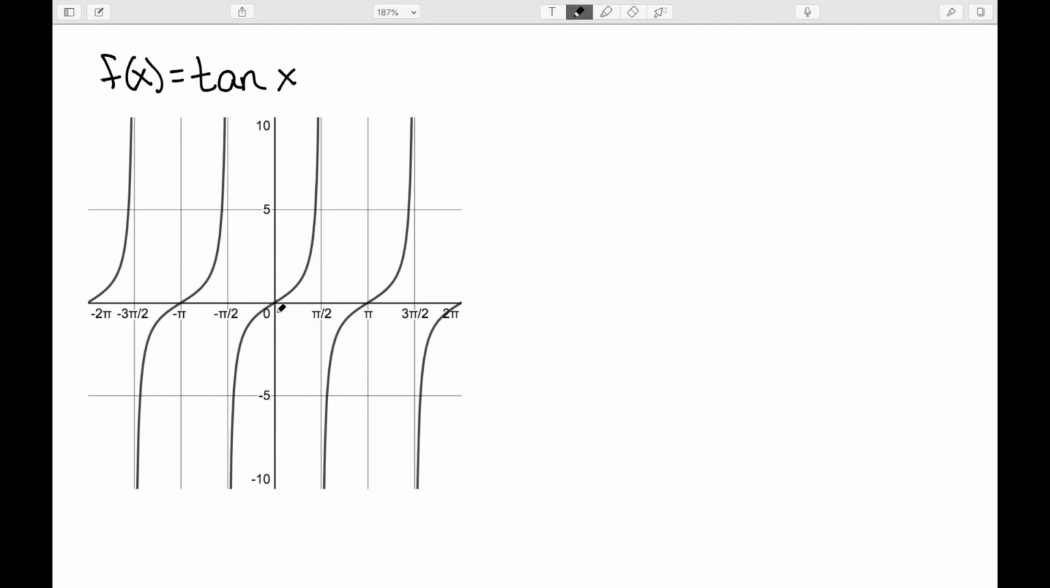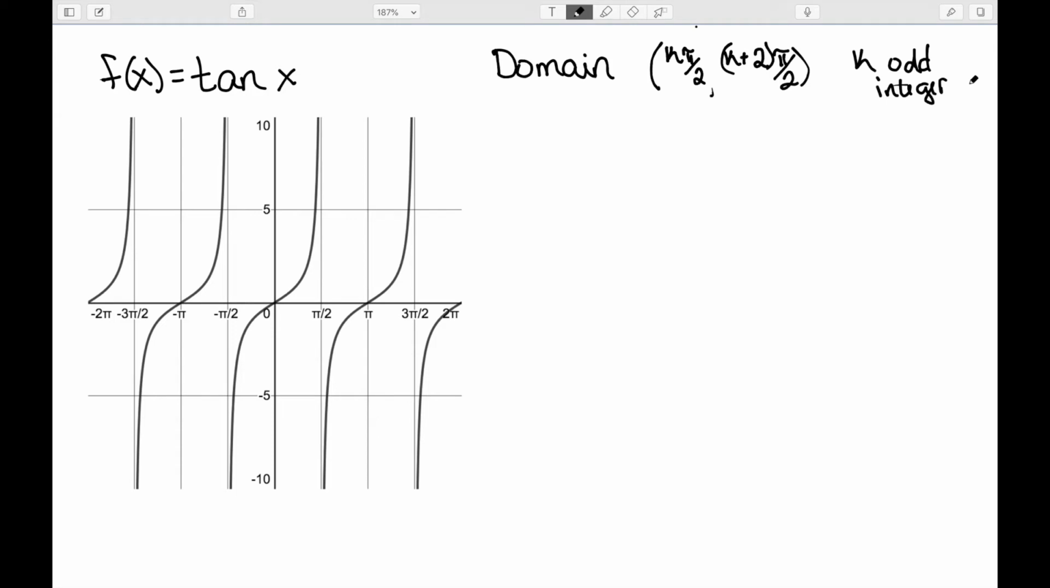Let's start with the graph of tangent x. So here I have a representation of the graph of tangent. The domain is all of the intervals of the form (kπ/2, (k+2)π/2), where k is an odd integer. In other words, it goes from negative π/2 to π/2, from π/2 to 3π/2, 3π/2 to 5π/2, etc. The range, on the other hand, is negative infinity to infinity. It could output any value along the y-axis.